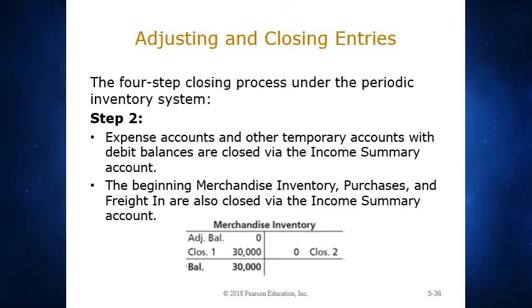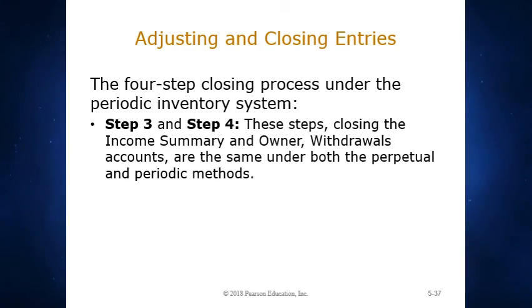In step 2, we close all of the expense accounts. We also close the beginning inventory, purchases, and freight in. Steps 3 and 4, again, these look just the same as they would under the perpetual system. So we still close income summary to capital, and then withdrawals to capital as well.